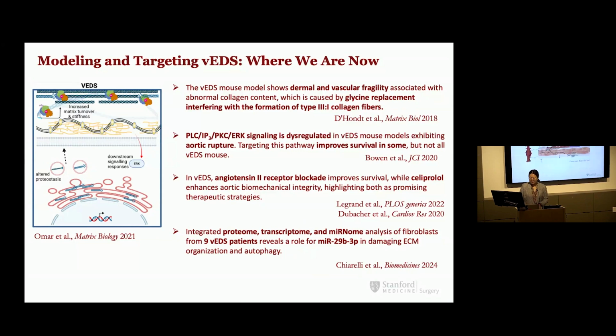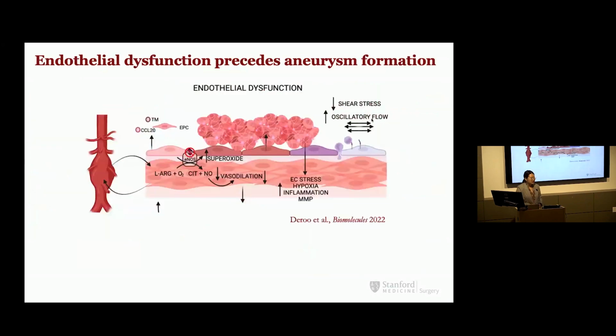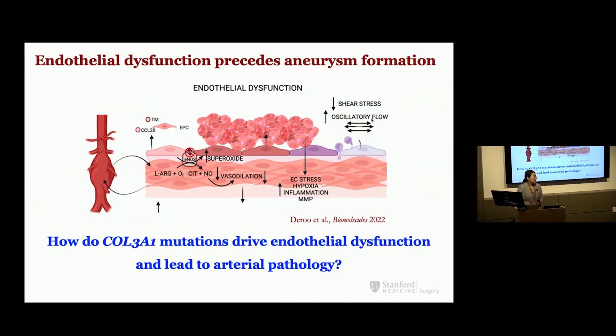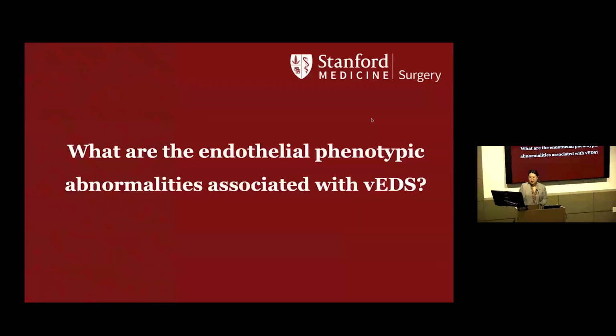As we may all know, during aneurysm formation, endothelial dysfunction plays a really key role. This draws us to a key question: how does this collagen 3A1 mutation drive endothelial dysfunction and lead to this arterial pathology? To answer this question, first we want to address what the endothelial phenotypic abnormalities associated with vEDS are.